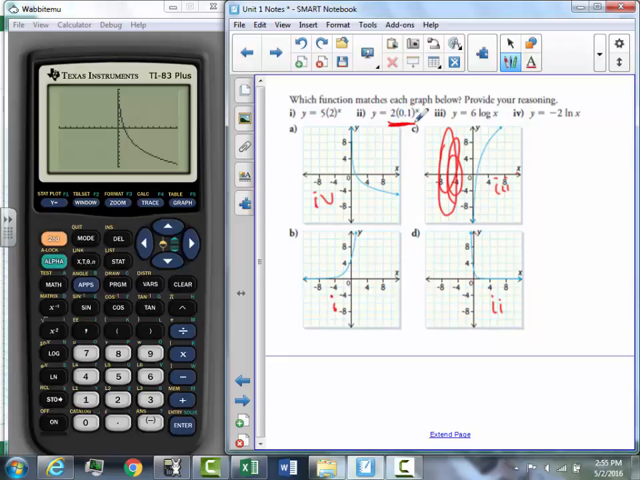Why does this one go downhill? There's no negative sign. It's the decimal that does it, yeah. So the thing I want to point out here is if you want to have a decaying graph as an exponent, you need a decimal. But as a logarithm, you actually need a negative. Okay?